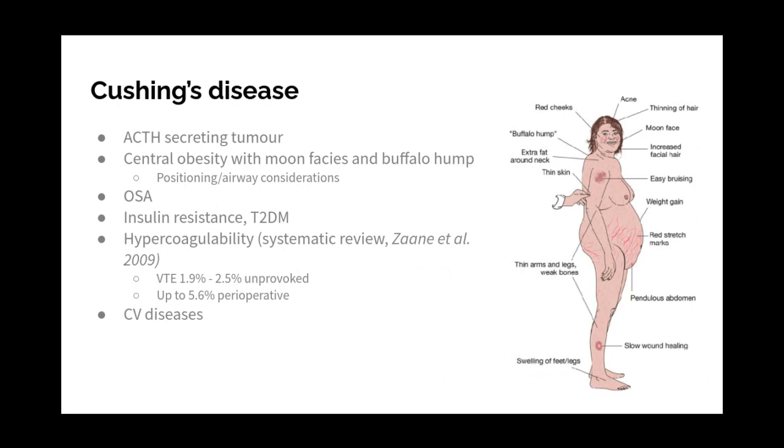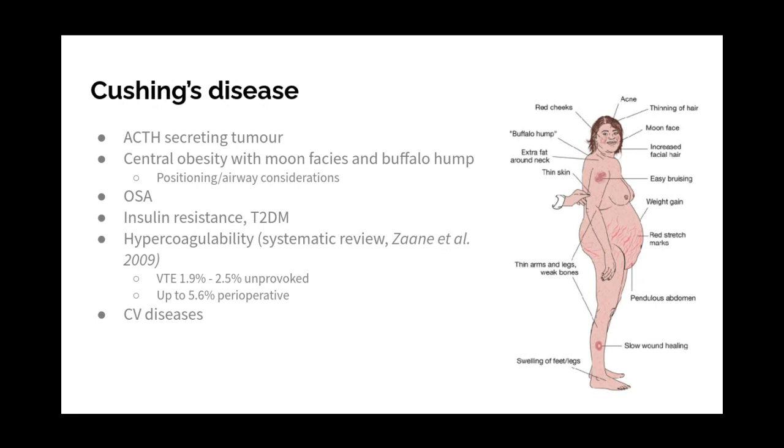The second very common finding is Cushing's disease in these patients, and ACTH secreting tumors are actually the most common pituitary hyper producing adenomas. And the important considerations for us would be the anatomical changes that occur. So the central obesity with the moon facies and buffalo hump on the neck can pose challenges with positioning and airway management. And similar to acromegaly, you can have obstructive sleep apnea, insulin resistance, a very, very high rate of hypercoagulability, and cardiovascular diseases as well.